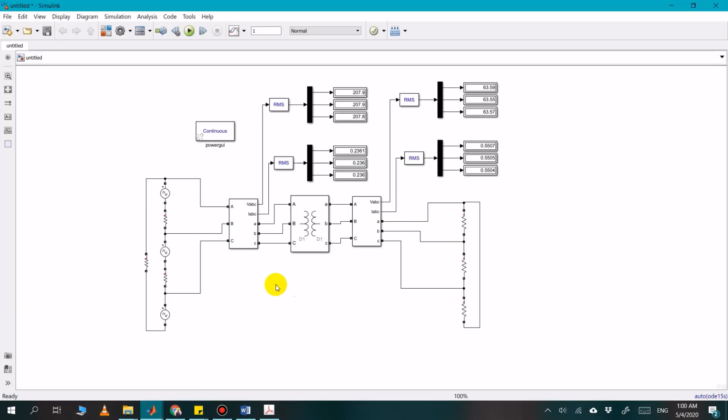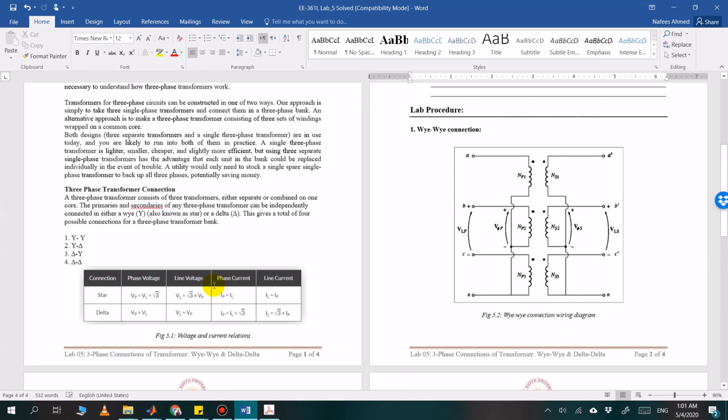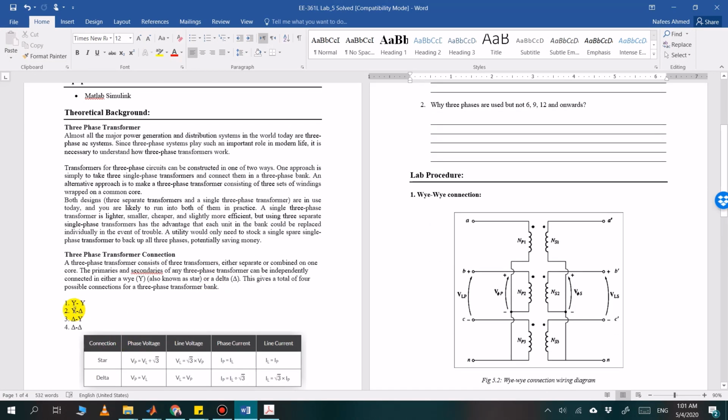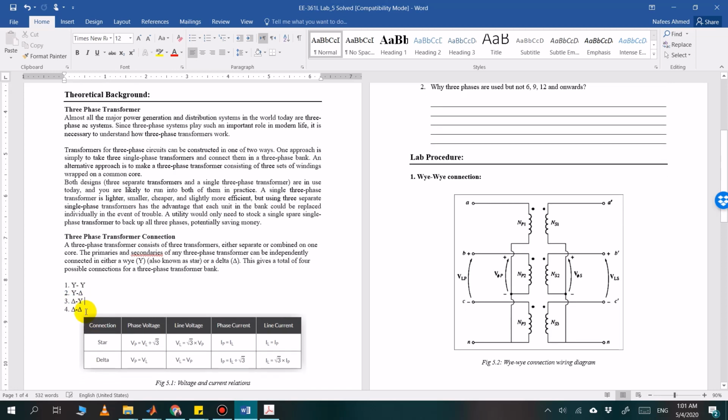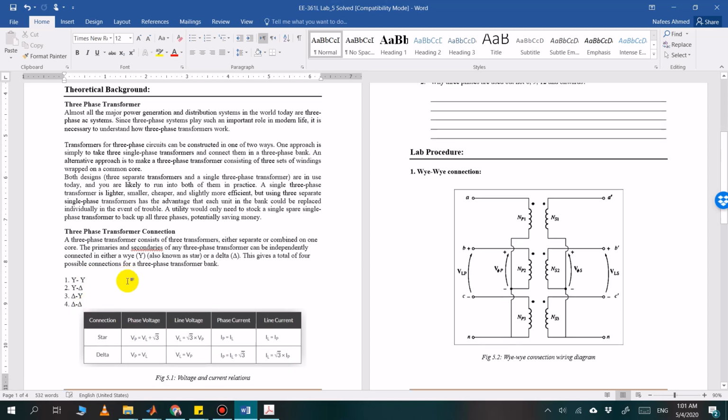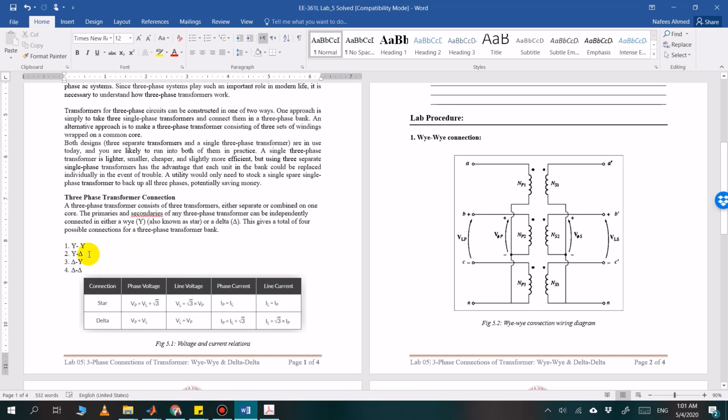So this is all for lab number 5. In lab number 6, we will explore the other two configurations, the Y-Delta configuration and the Delta-Y configuration. Today we did Wye-Wye and Delta-Delta. So in the next lab, we will connect the transformer in these two configurations.